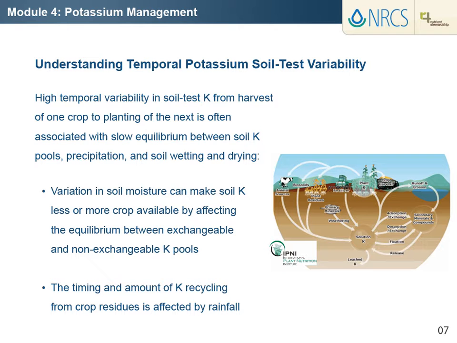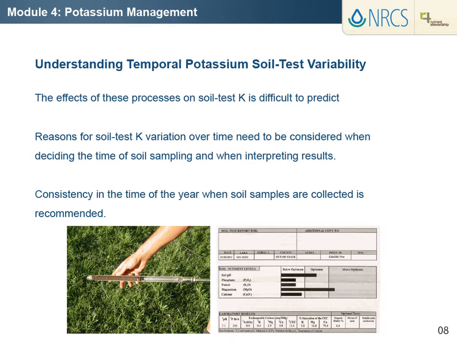High temporal variability in soil test potassium from harvest of one crop to planting of the next is often associated with the following conditions: a slow equilibration between exchangeable and less exchangeable soil potassium pools, the effect of precipitation on potassium recycling from residues, and the effects of soil wetting and drying on the equilibration that occurs between soil potassium pools. For these reasons, variation in soil test potassium over time should be a factor when considering the timing of soil sample collection and when interpreting test results. Consistency in the time of year when soil samples are collected is recommended.